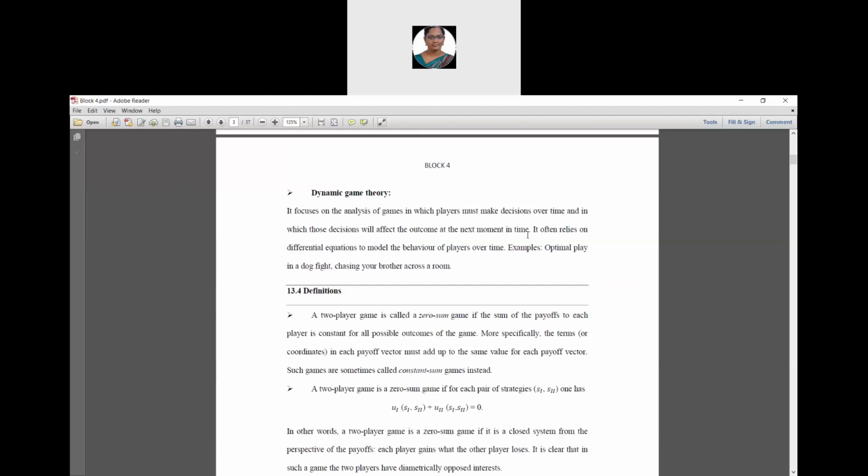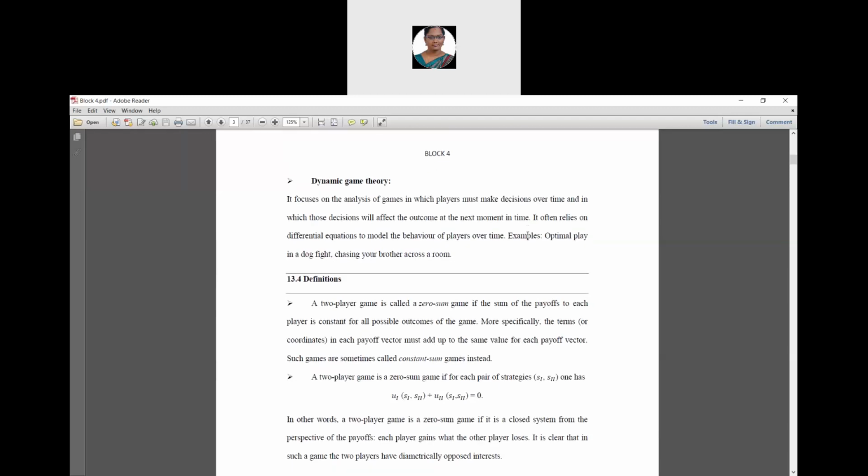Next thing is dynamic game theory. It focuses on the analysis of games in which players must make decisions over time and in which those decisions will affect the outcome at the next moment in time. It often relies on differential equations to model the behavior of players over time. Examples for dynamic game theory are optimal play in a dog fight and chasing your brother across a room. It is a real life example for dynamic game theory.